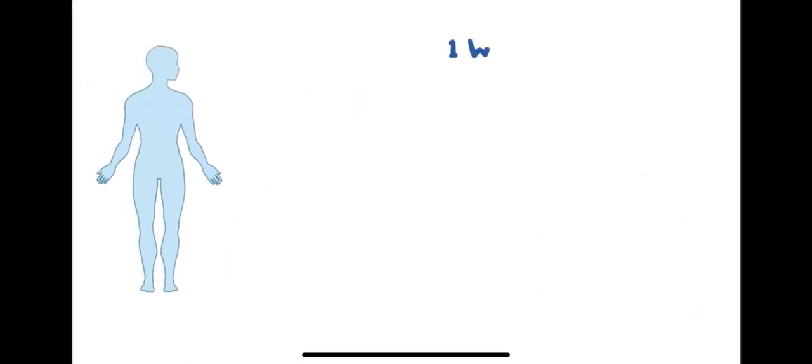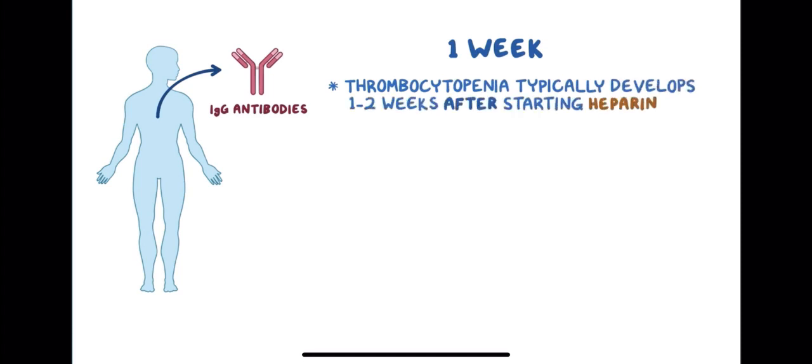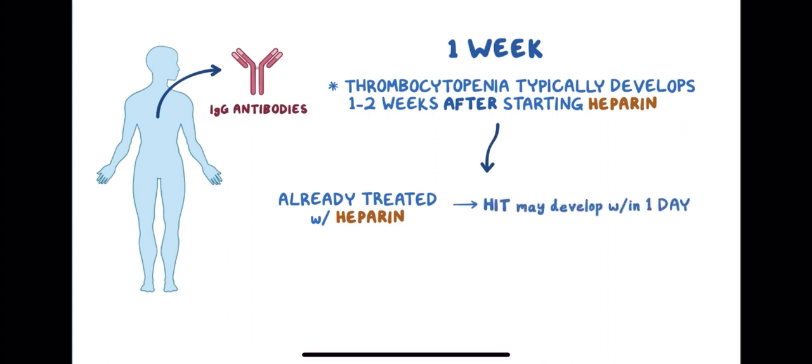It generally takes a week for the body to make IgG antibodies that target the heparin-PF4 complex. Thus, thrombocytopenia typically develops 1 or 2 weeks after starting heparin therapy. The exception is that if heparin is given to someone who was already treated with heparin previously, they would already have the antibodies against the complex, so thrombocytopenia may develop within a day.